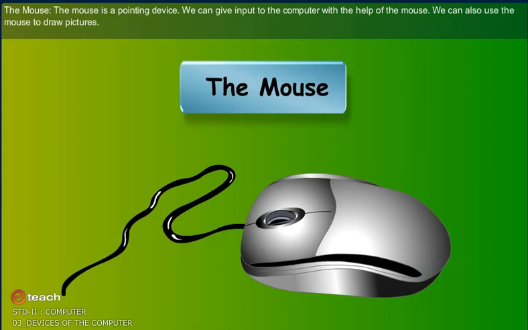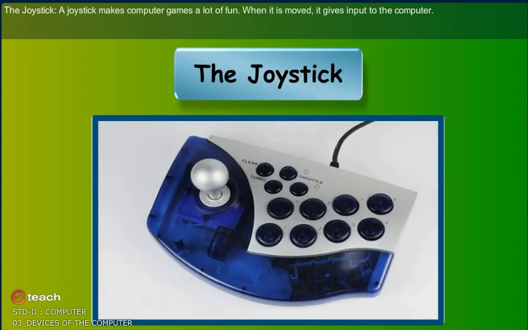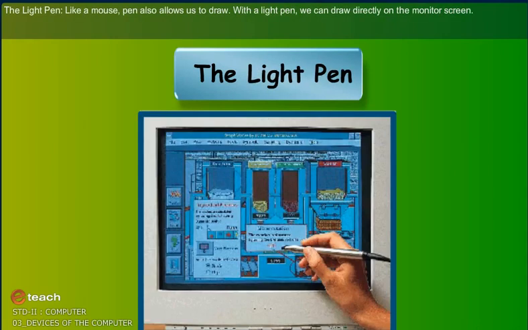The mouse. The mouse is a pointing device. We can give input to the computer with the help of the mouse. We can also use the mouse to draw pictures. The joystick. The joystick makes computer games a lot of fun. When it is moved, it gives input to the computer.